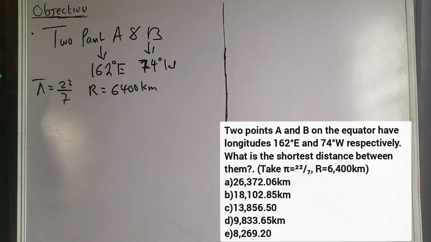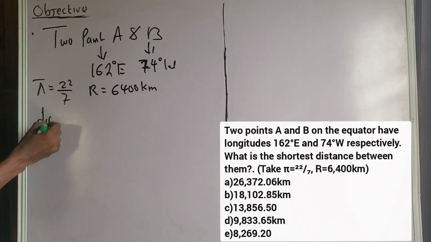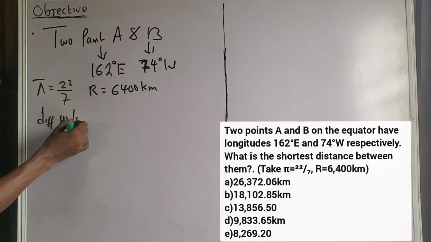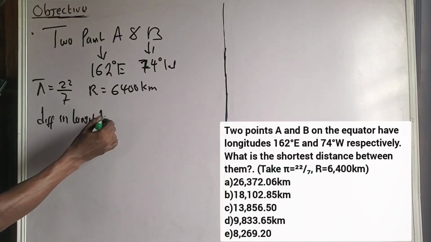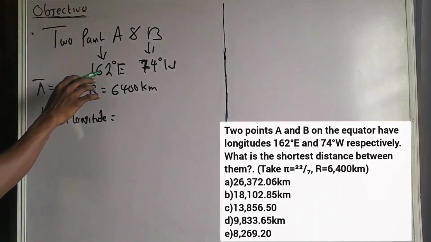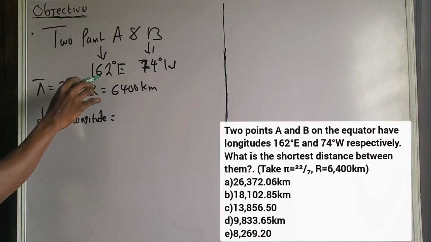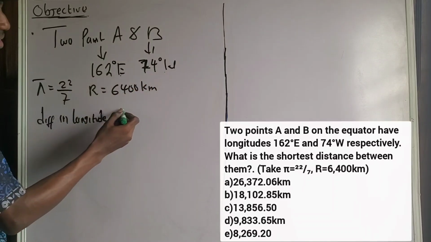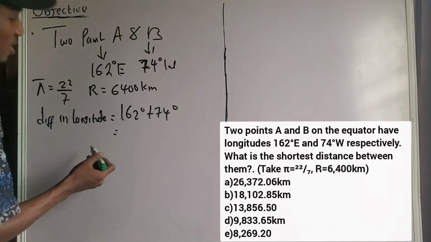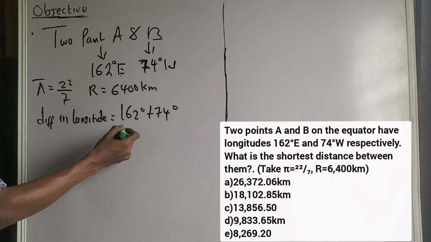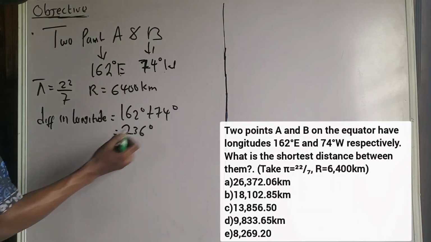Now, because the points are in opposite directions, you are going to add the degrees together. So the difference in longitude is equal to, because the points are in opposite directions, this is east and this is west, you are going to add them. 162 degrees plus 74 degrees. Do you understand? So if you add this together, you're going to have 236 degrees.